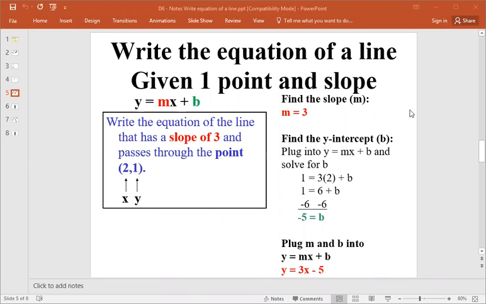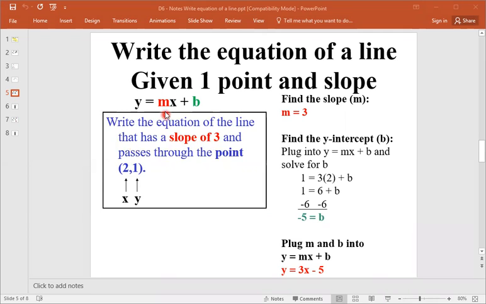Hi everyone, today we are going to discuss writing equations of a line given 1 point and the slope of the line. So if you remember, we are using y equals mx plus b, the slope-intercept form of the line, for our equations. This box represents the example problem. Write the equation of the line that has a slope of 3 and passes through the point (2, 1).